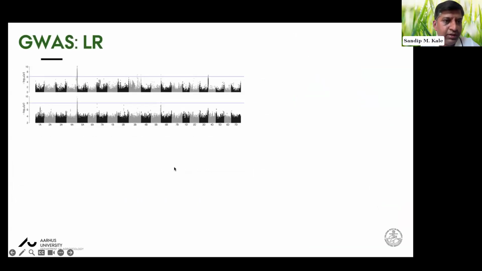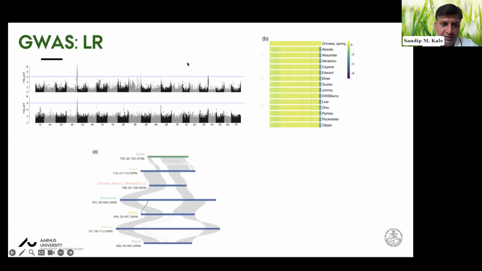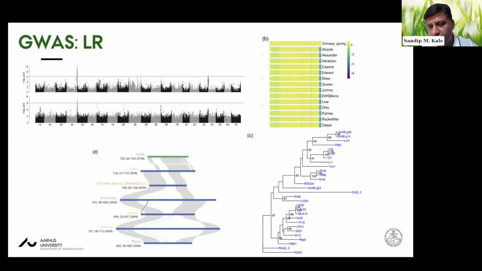We did the same analysis for leaf rust. Here I'm showing the data mapped against Attraction. From this analysis, we identified a strong peak on 4A, which was related to the introgression. But we also identified other peaks on 5B and on 3D. As I mentioned, the peak on 4A was related to the introgression. And we performed microsynteny analysis for the region on 5B, and we found that this region was only present in Attraction and was absent in the other cultivar assemblies.